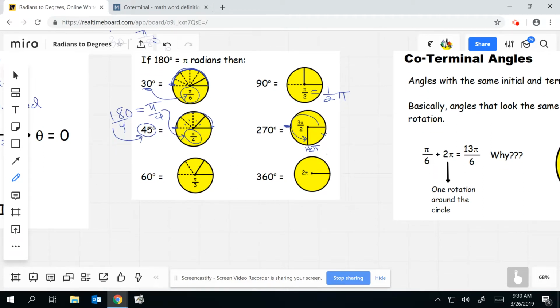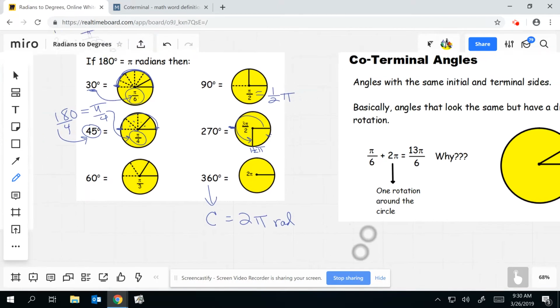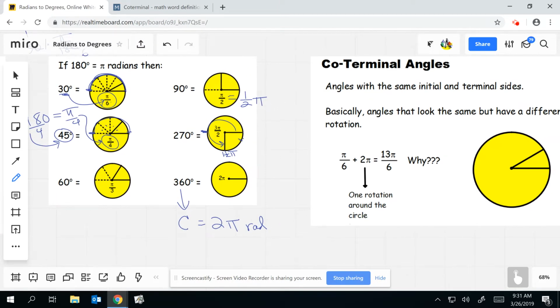And then 360 we know to be 2 pi. So our 360 is like your circumference, right? Remember our circumference was 360? And that is the same thing as 2 pi radians. So that's our circumference formula. C equals 2 pi r. C equals 2 pi radians. It's 2 pi radians to get around the circle. So that was those common angles. Just wanted to see those common ones.